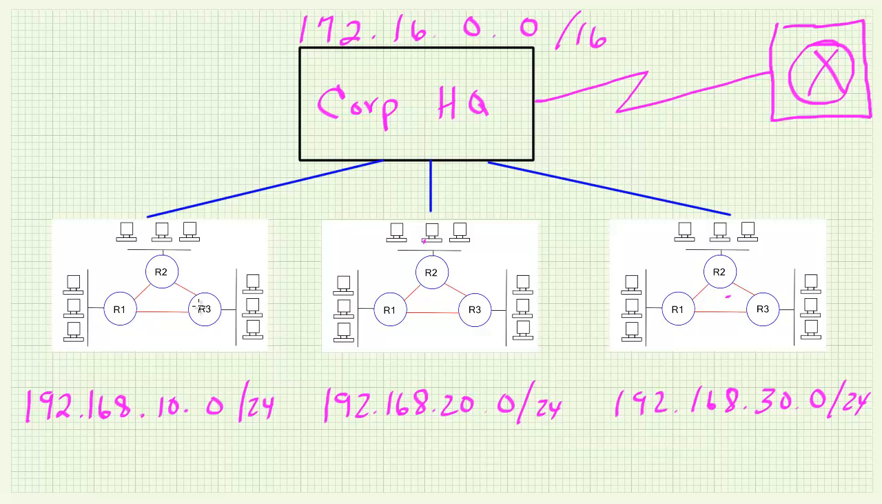So that's the broad topic of address summarization. The details get a little beyond the scope of our presentation here, but I at least wanted to make the case for what it is and why having a hierarchical addressing scheme is necessary in order to be able to summarize effectively. And to be able to design an IP addressing scheme like this, you need to be familiar with the subnetting techniques that we're going to take up in our next presentation.